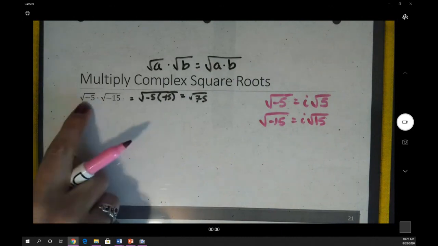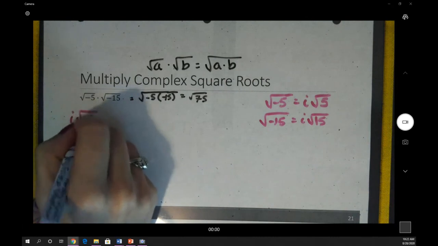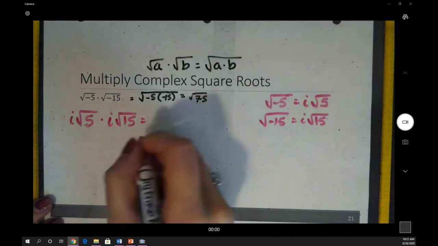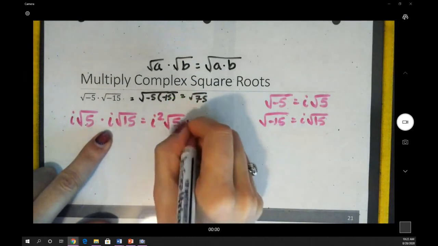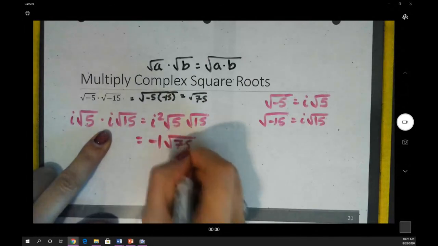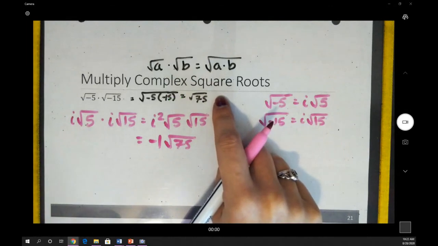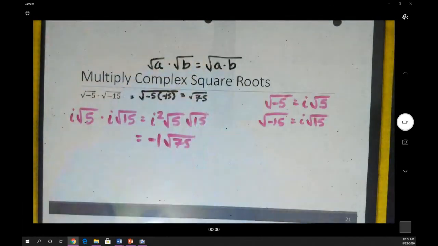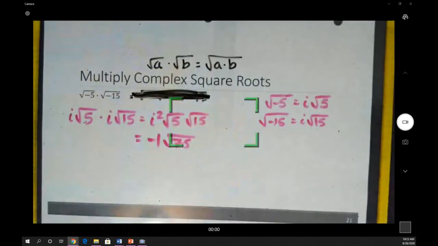So if I take the square root of negative 5 times the square root of negative 15, that's going to be i times the square root of 5 times i times the square root of 15. If I reorganize this a little bit, this is i times i, which is i squared, times the square root of 5 times the square root of 15, which is negative 1 times the square root of 75. It is the legitimate mathematical opposite of what you might have expected. And that's just because this rule does not follow when we're working in complex numbers. It only works for real numbers. So that was wrong. This is the one we want.